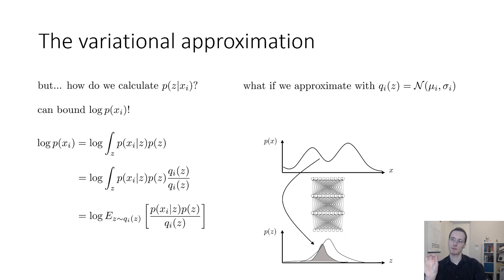Because you see, we have an integral of some quantity multiplied by qi(z), which means we can also write it as an expected value under qi(z). We didn't change anything around, we just rearranged the terms a little bit. So inside the expectation are all the terms except for the qi(z) that used to be in the numerator. So we're left with p of xi given z times p of z, and then the qi(z) that was in the denominator. Okay, so we've just rewritten this integral as an expectation.